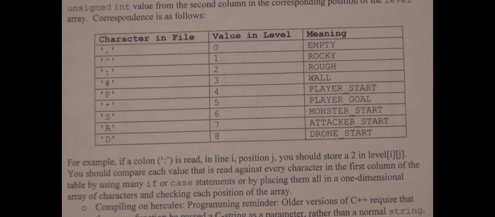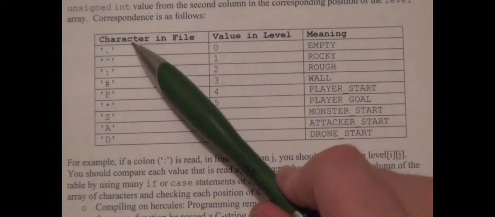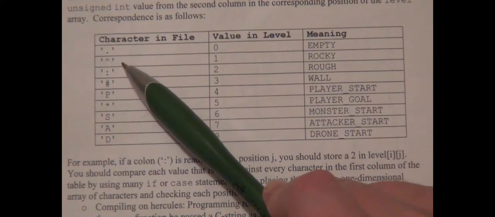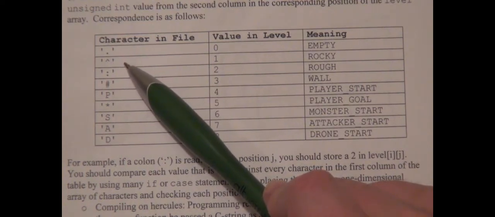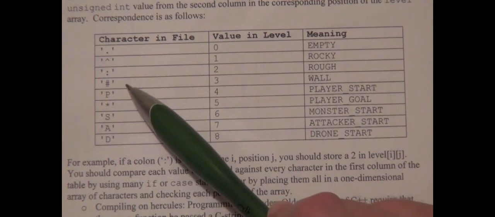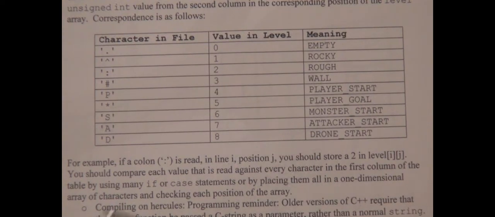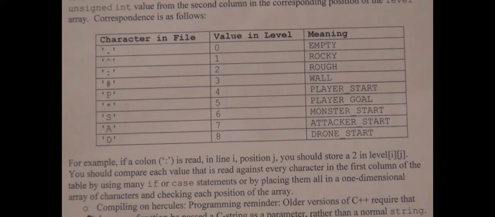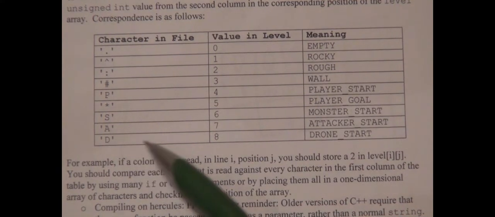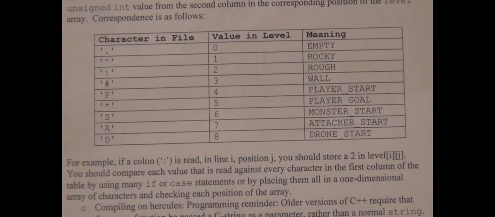On page 3 of the assignment, there's a table giving all the possible values. We have a dot, as indicated, is a 0. A circumflex or hat is a 1. Colon is a 2. A number sign or sharp sign is a 3. P is a 4, as we mentioned. A star is a 5. An S is a 6. An A and D we won't actually see in this assignment, but just put in the code to handle them anyhow. A is a 7 and a D is an 8.